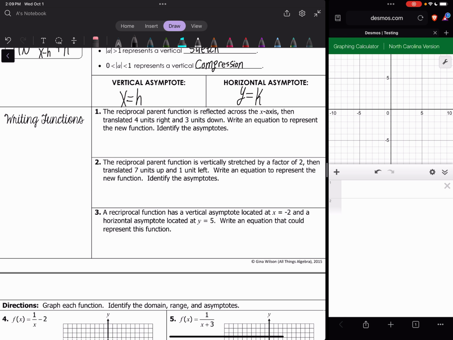All right, writing the functions. I'm going to do one of these, and I'll let y'all try the other two and then show you the answers. I think number 1 has the most information. Let's do number 1.